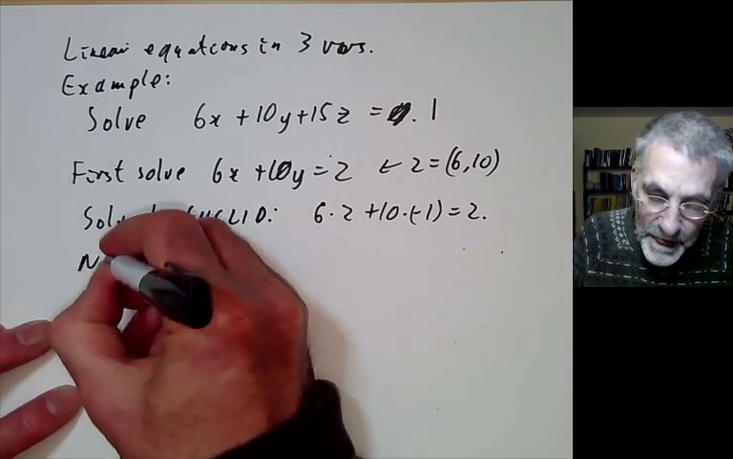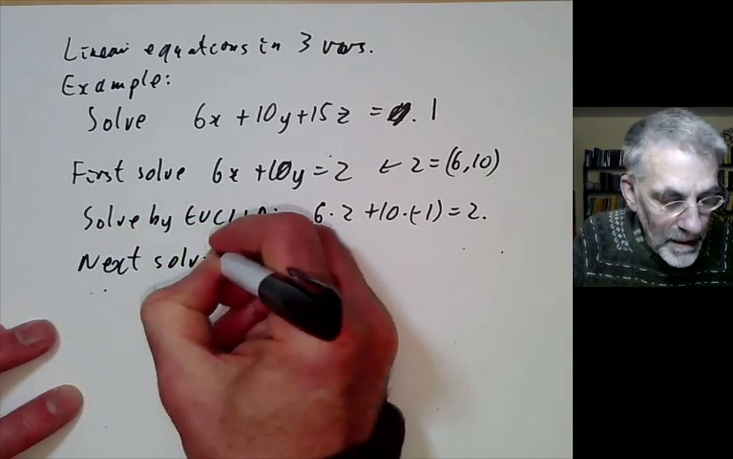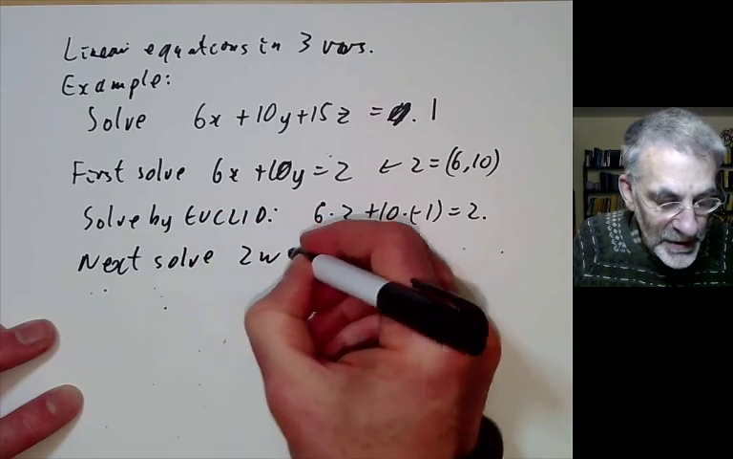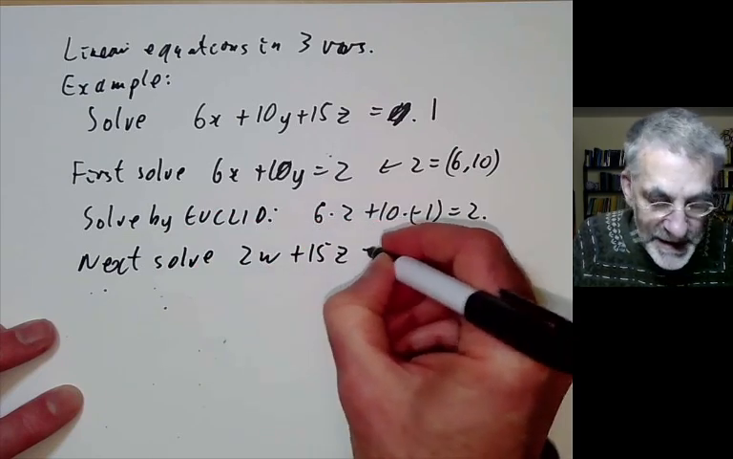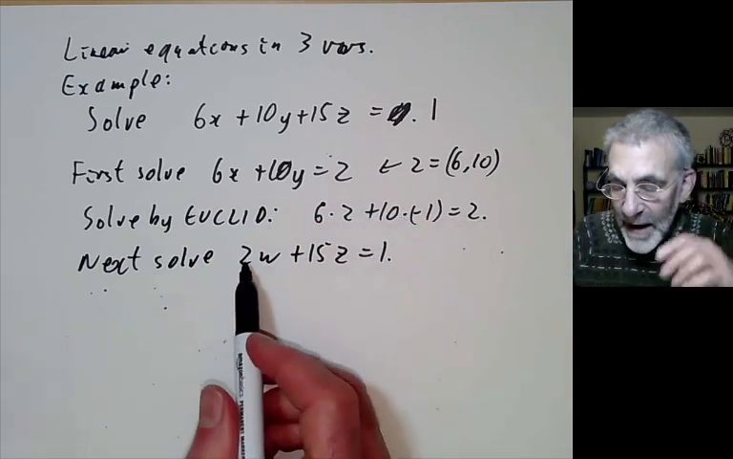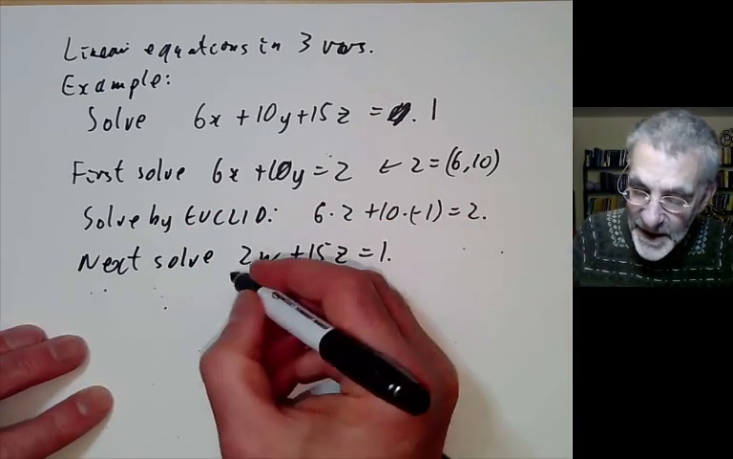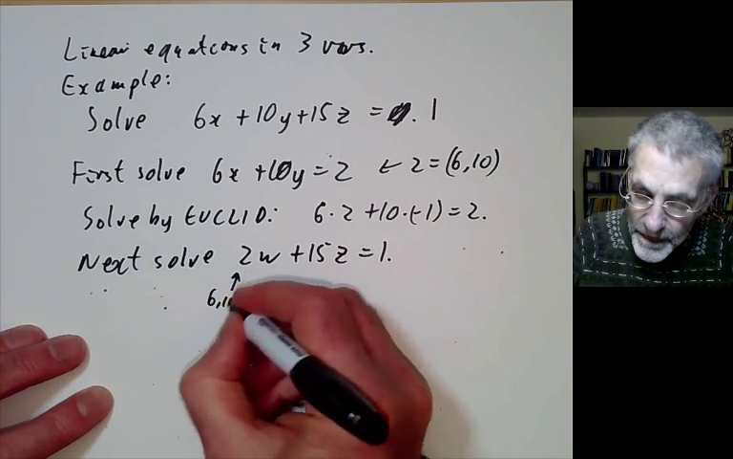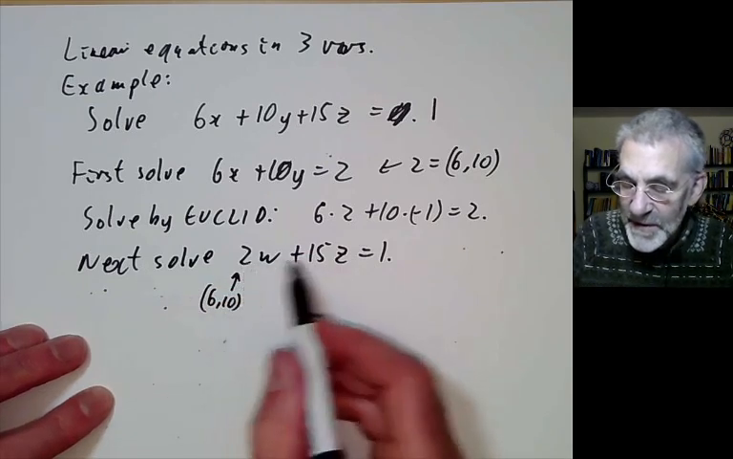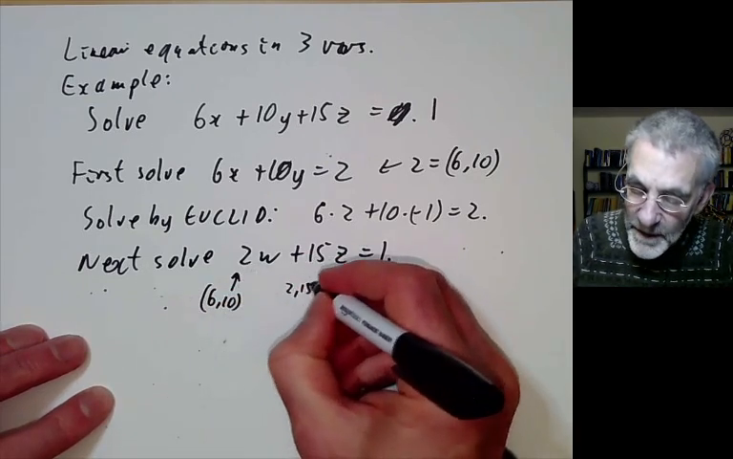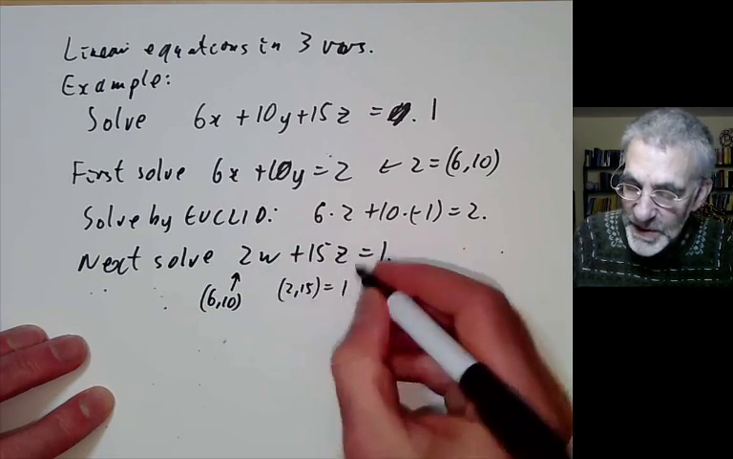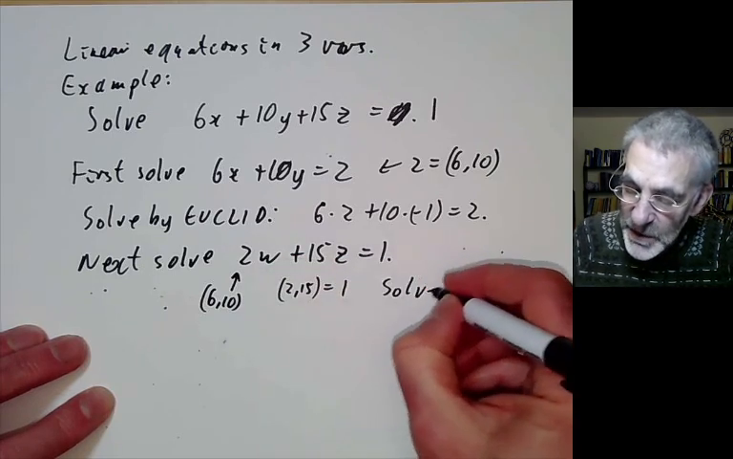Next, we solve 2w plus 15z is equal to 1. And now 2 is the greatest common divisor of 6 and 10 again. And now we notice that the greatest common divisor of 2 and 15 is equal to 1. So we can solve this using Euclid.